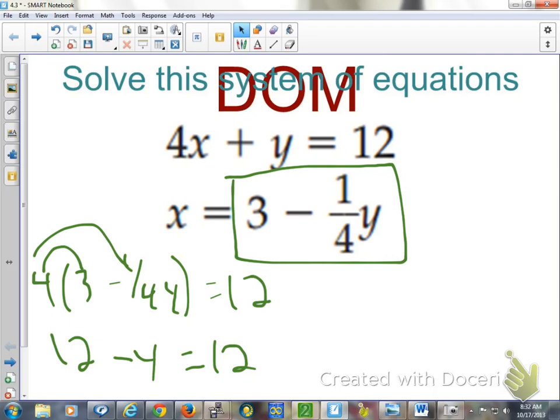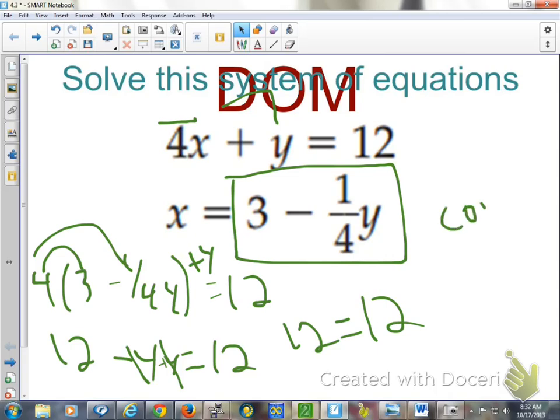Oh, I forgot my plus y, didn't I? Plus y. This whole thing was 4x plus y. Plus y. Negative y, positive y cancel. You're left with 12 equals 12. What does that mean? Infinitely many solutions, which makes this consistent dependent.